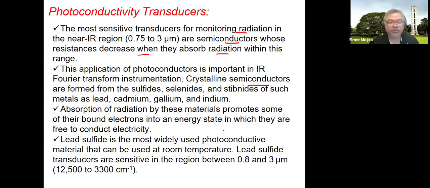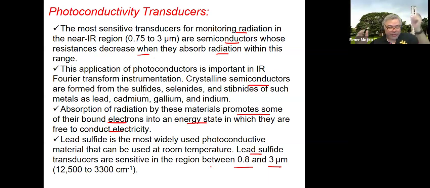So the way that it works is absorption of radiation promotes some of their bound electrons into energy states in which they are free to conduct electricity. Lead sulfide is the most widely used photoconductive material and can be used at what? The room temperature. The lead sulfide is sensitive in the region between 0.8 to 3 micrometers. So those are the different transducers.